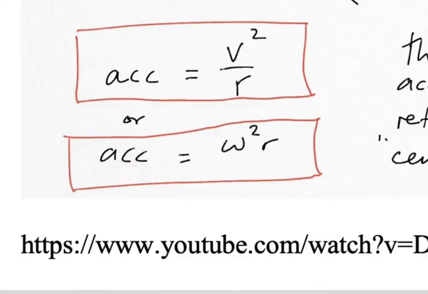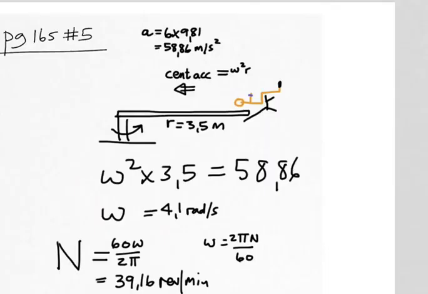Remember that acceleration is equal to omega squared r, and our acceleration is 58.86, that's what is desired, and the arm is 3.5 meters long. What must be the speed of rotation omega? Turns out to be 4.1 radians per second.